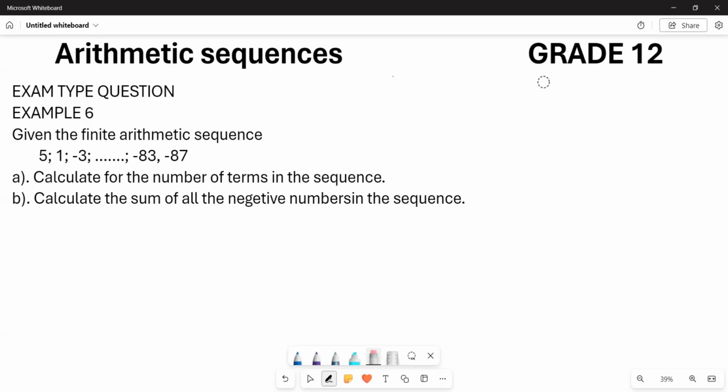Now we are in example number 6. We are still looking at our arithmetic sequences. So what is it that you are going to do in this particular question? They say, given the finite arithmetic sequence.